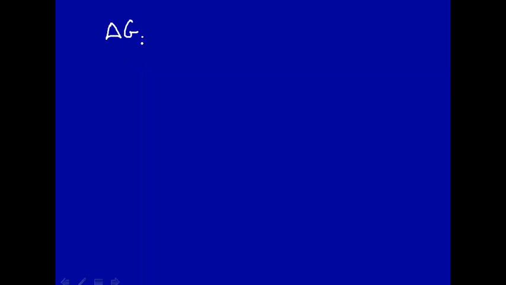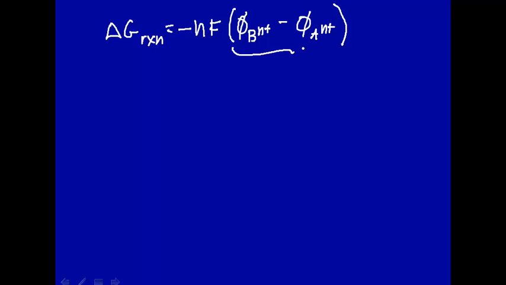So delta G of the reaction is minus nF times the reduction potential of the thing that's actually being reduced as written in the chemical equation, minus the reduction potential of the thing that was being oxidized. This is called electromotive force, EMF. So that's what EMF is. And chemists give that the symbol E for cell voltage. All right, so electromotive force is sort of a physics term.